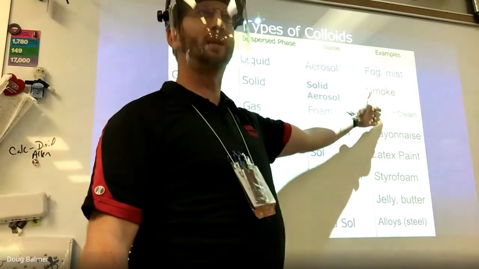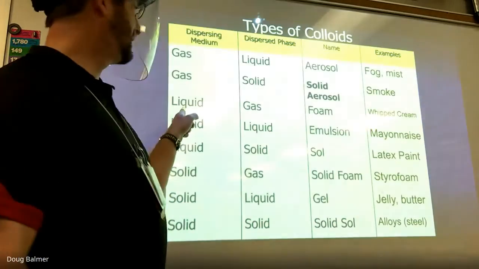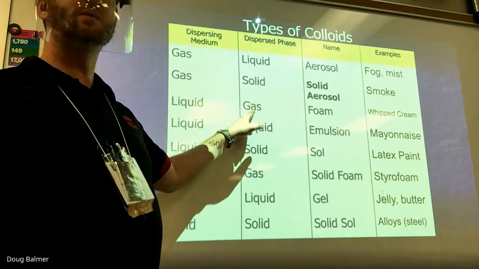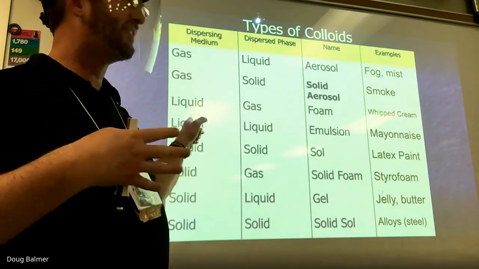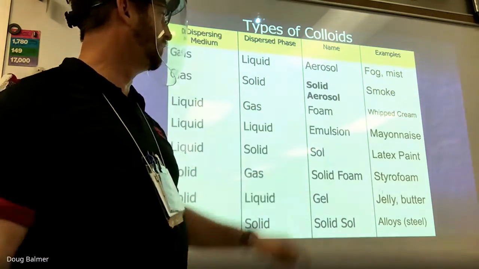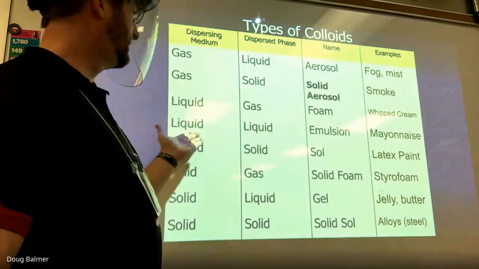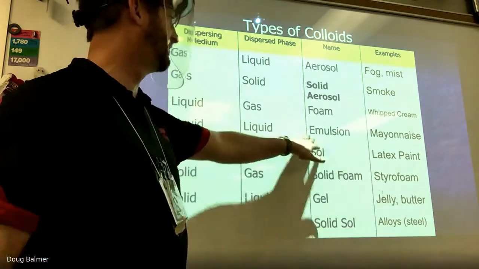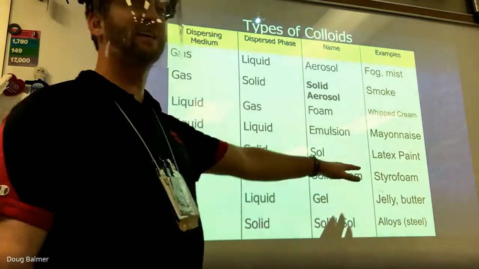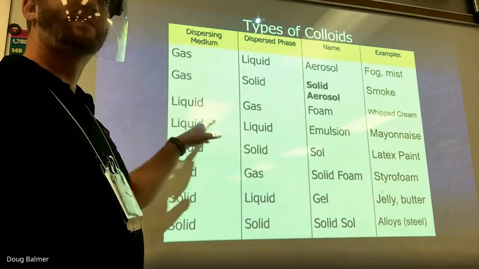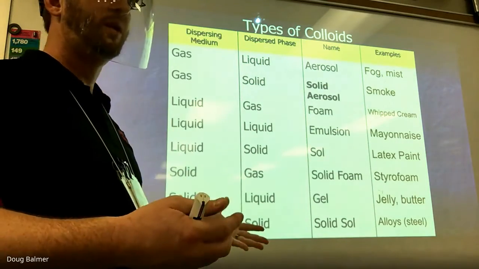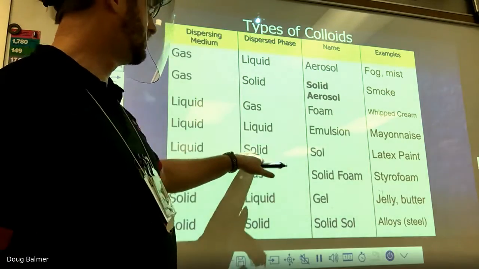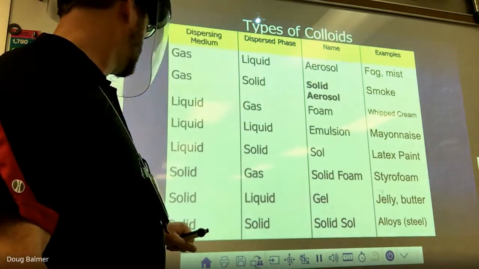Foam, like whipped cream. It's mainly a liquid, but they fluff it up, they pump it full of gas. So it's not a solid, liquid or gas, it's in between. It would be a foam. Mayonnaise, you've got liquids mixed in with liquids. They kind of mix, but they kind of don't. That's an emulsion. Latex paint, they take solid and mix it in with the liquid. So it's like a liquid, but when the liquid leaves, it leaves the paint particles behind on the wall. So that's called a sol.